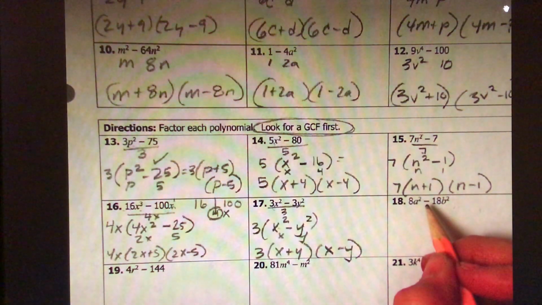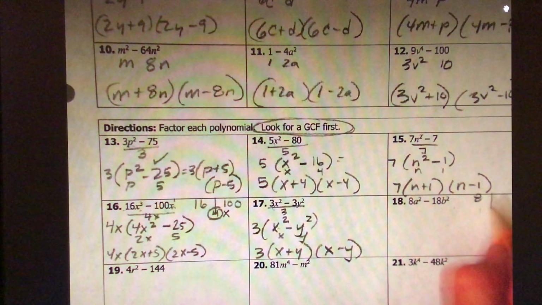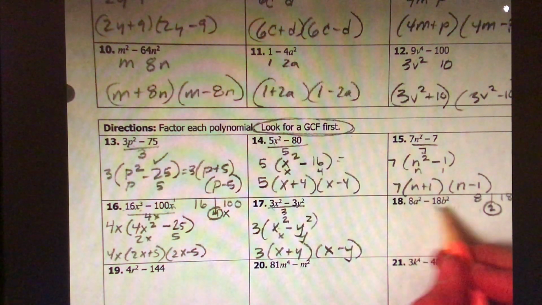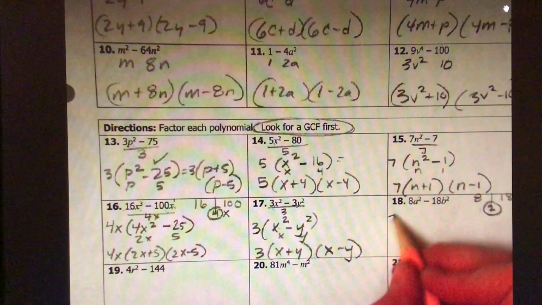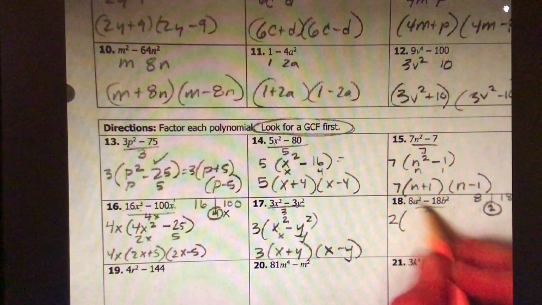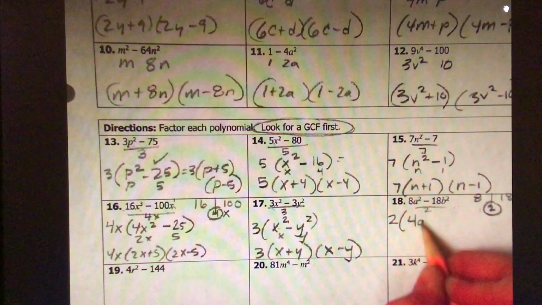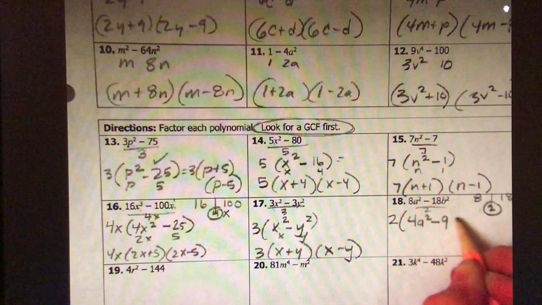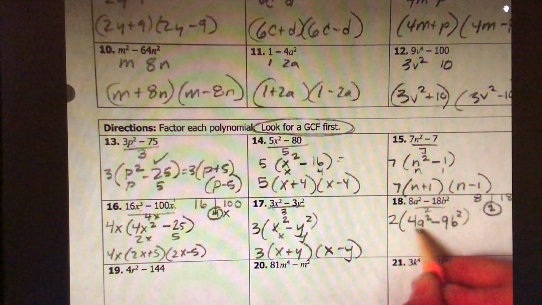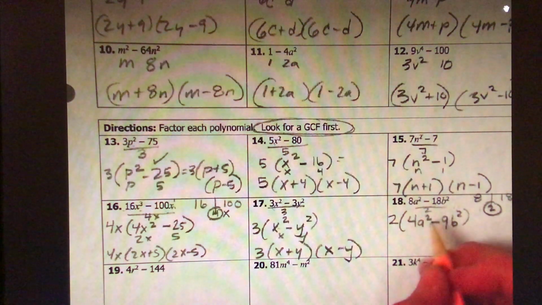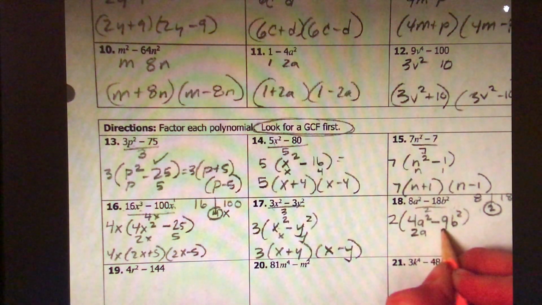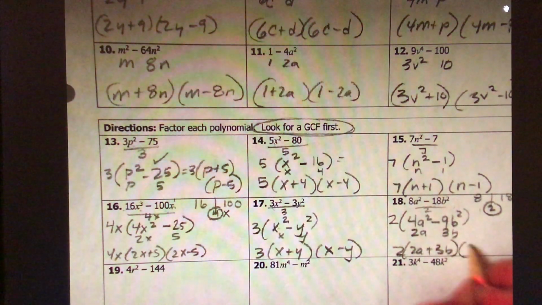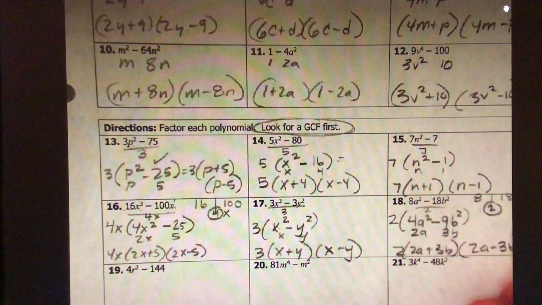What about here, 18? I can pull out, let's see, 8 and 18 are both even. Let's just try. Oh, we're going to go for 2. But do we have any other variables? Nope, different variables. So it's just going to be 2. So pull out your 2. All this over 2, 8 divided by 2 is 4. a squared left over minus 9b squared. And these are both square numbers. So I've got 2a and I've got 3b. 2a plus 3b, 2a minus 3b. And that's all I can do.